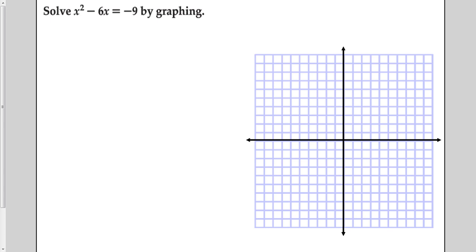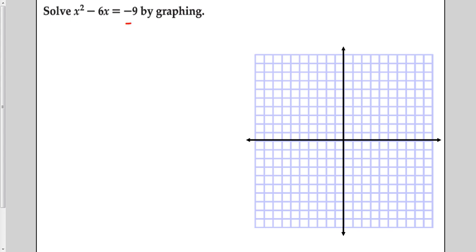When solving a quadratic equation by graphing, first we need to put the quadratic equation in standard form. And so first we need to recognize that x squared minus 6x equals negative 9 is not in standard form. In order to put this in standard form, we need to look for our leading coefficient. We want to make it positive, and we want to move everything to the side of the equation where the leading coefficient would be positive. Sometimes that's not possible, but it's what we're going to do.